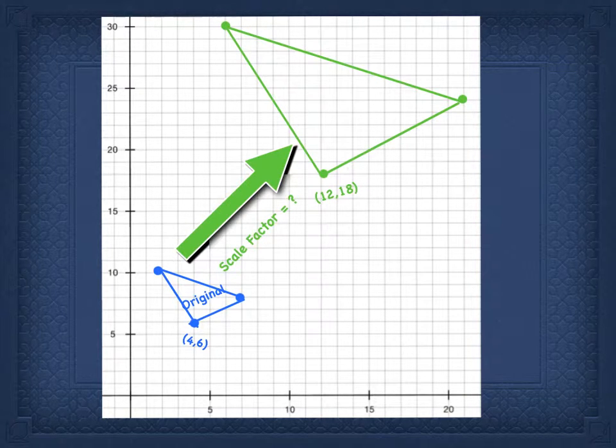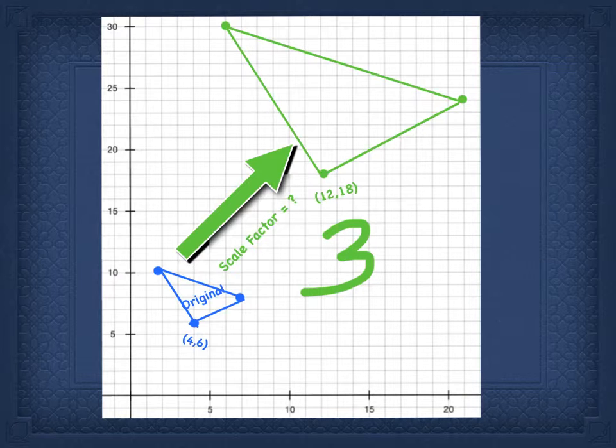So let's take a set of corresponding vertices, 4, 6, and 12, 18. The blue one is the original, the green is the dilated figure. Find the scale factor here. So do you see how 4, 6 becomes 12, 18 by a scale factor of 3? Yeah, all you gotta do is multiply both x and y numbers by that scale factor and you'll get the new location of your coordinate.